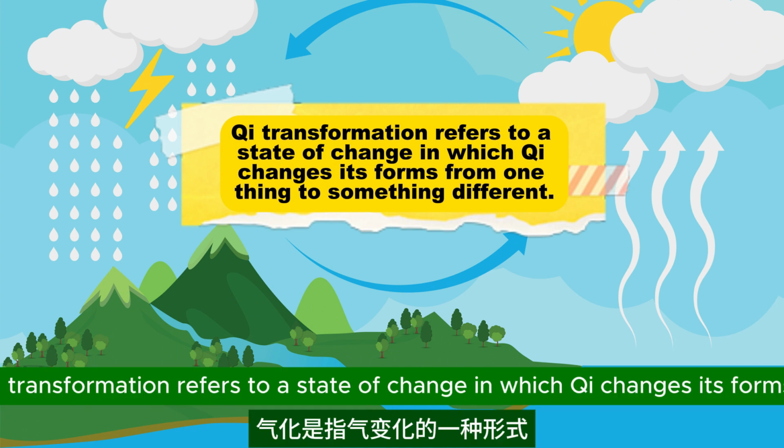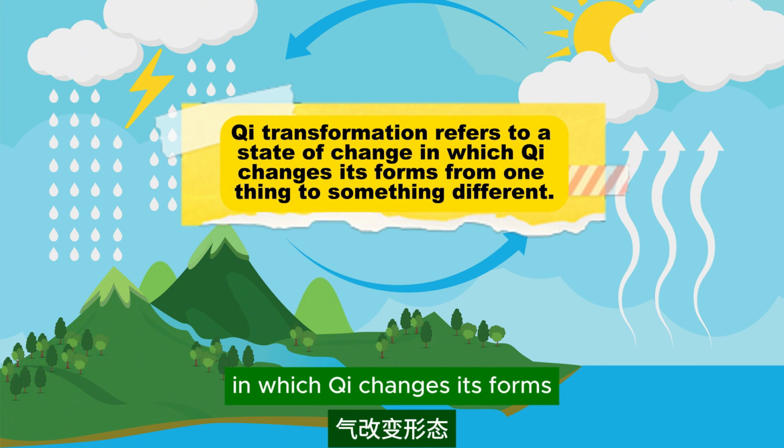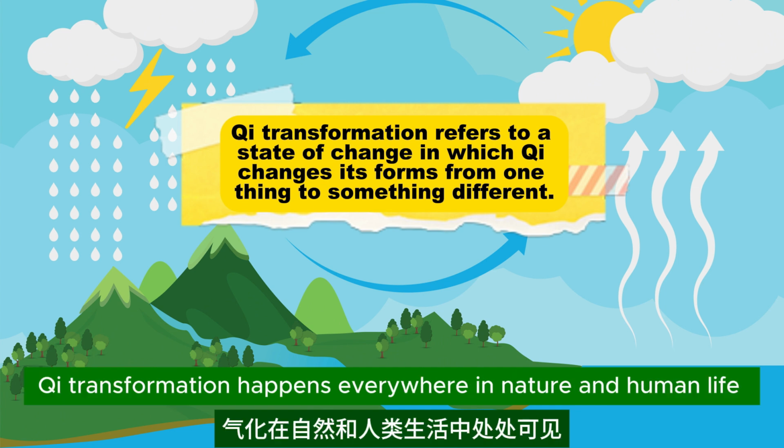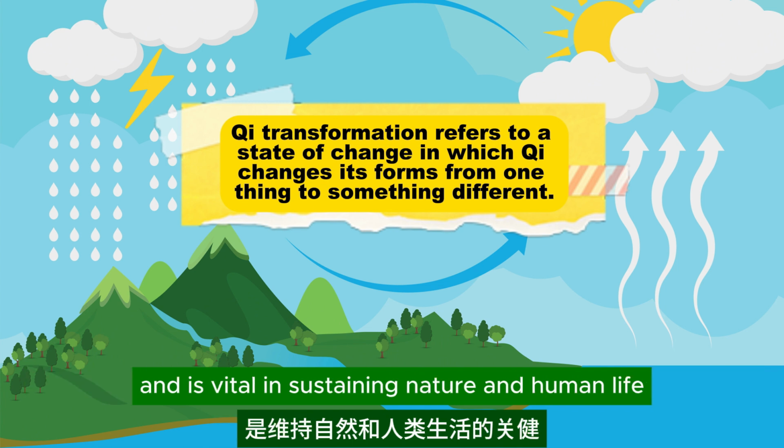Qi transformation refers to a state of change in which qi changes its form from one thing to something different. Qi transformation happens everywhere in nature and human life and is vital in sustaining nature and human life.